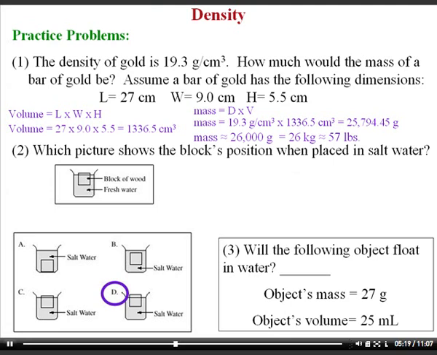In example number 3, we just want to ask if this object will float or sink in water, and it's specifically asking if it will float in water. You can calculate the density if you wanted to, but if you just look at the mass, it's bigger than the volume, so we know that the density is going to be greater than 1, so this object will sink. So in the answer to the question, will it float? The answer is no, it will sink because the density is greater than 1. Now again, you could calculate it by taking 27 divided by 25, but qualitatively speaking, you can see that it's going to be greater than 1, so you don't really have to do the math.